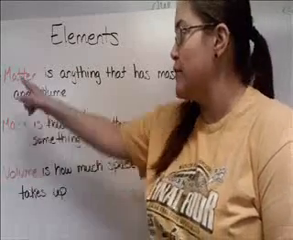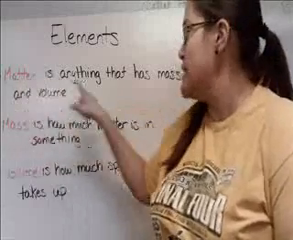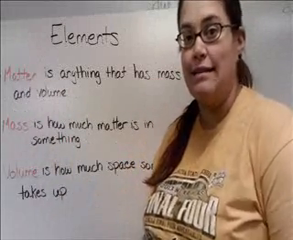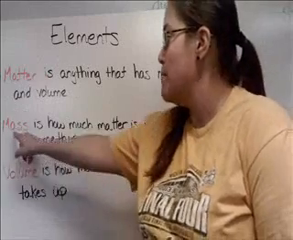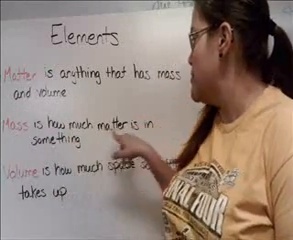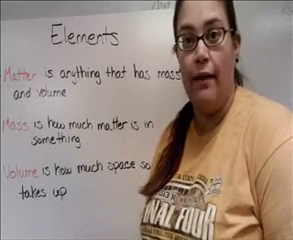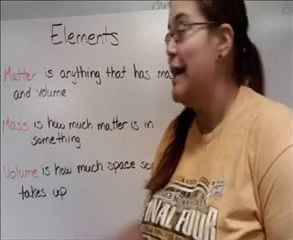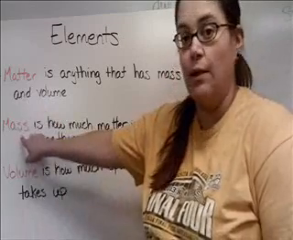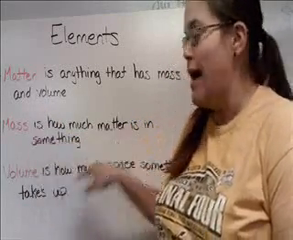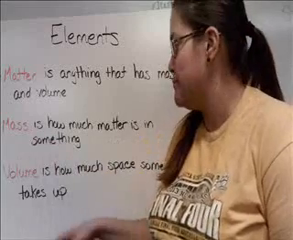So first of all, matter. Matter is anything that has mass and volume. So it's anything that takes up space. Mass is how much matter is in something. So we find this on a triple beam balance and we measure this in grams. It is different than how much something weighs, and we'll talk about that later. The mass is how much matter is in something.